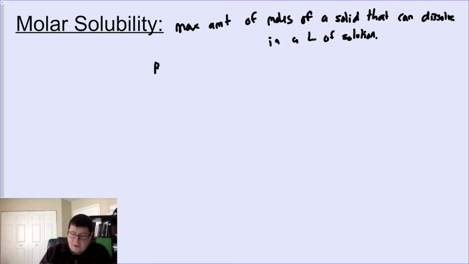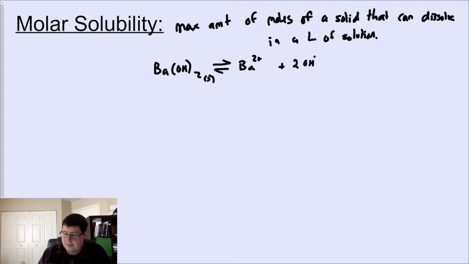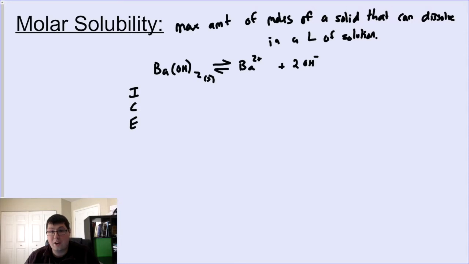Let's take a look at it for that barium hydroxide we saw. So if you take barium hydroxide, Ba(OH)2 is going to be in equilibrium with Ba2+ and 2 OH-, and these are both aqueous, and we have solid barium hydroxide. If we set up an ICE table, now we can call x our molar solubility. It's the amount of this that will dissolve.